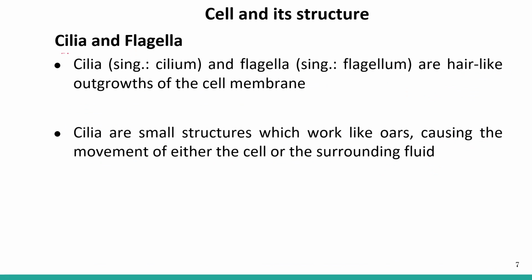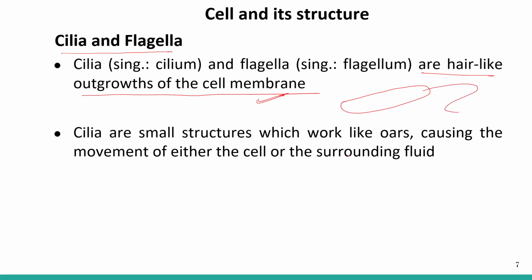Cilia and flagella are hair-like outgrowths of the cell membrane. On the cell membrane, we can see that some cells have cilia, whereas some cells have flagella. In the case of some bacteria, we see that they have flagella. And in which organism do we see cilia all over its surface?